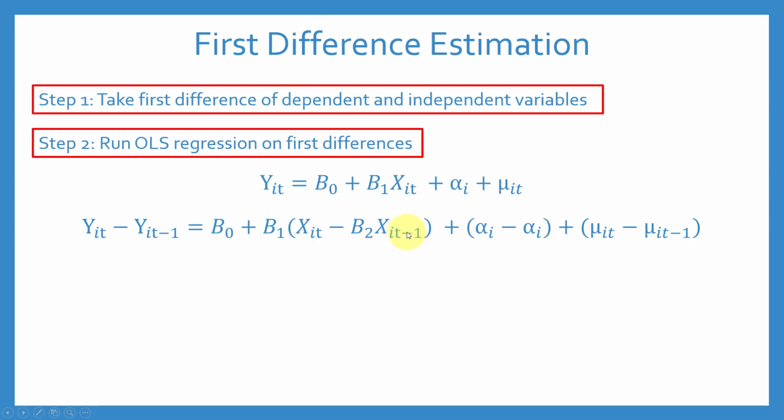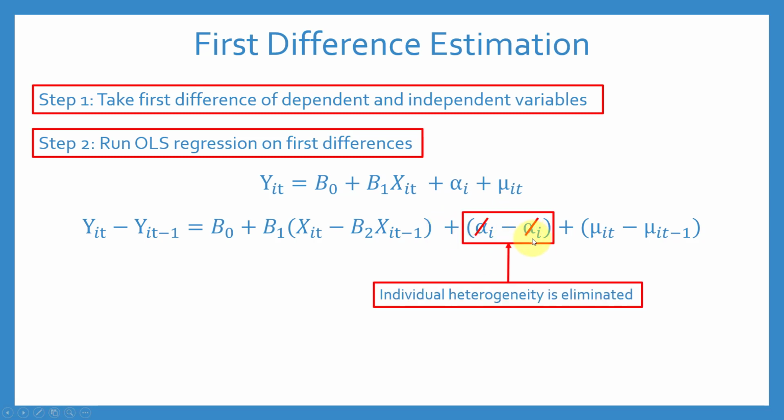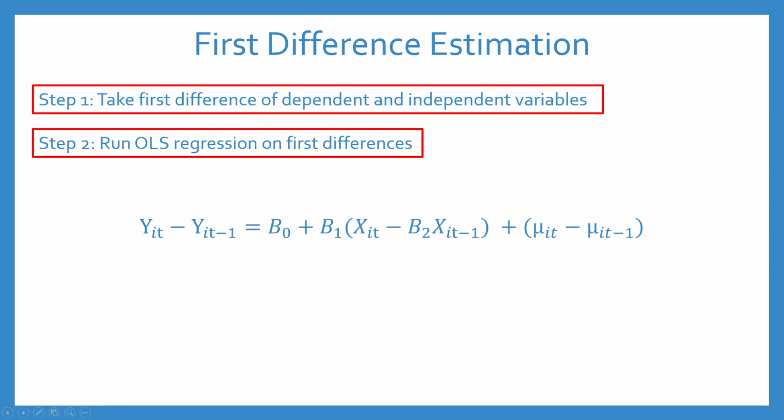So when we take the first difference, let's just say this alpha_i is the number 5, so that would be 5 minus 5, and hence these two values cancel each other out. So what we have done is we have eliminated this individual heterogeneity using this first difference method. Okay, so hence our equation would not have alpha_i.